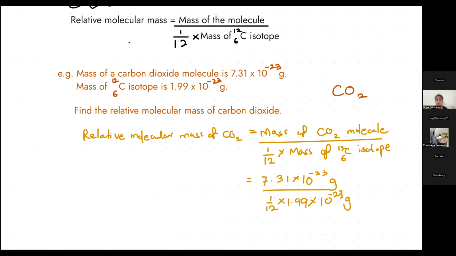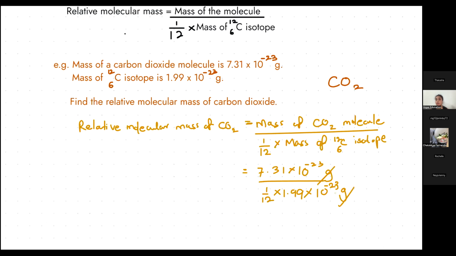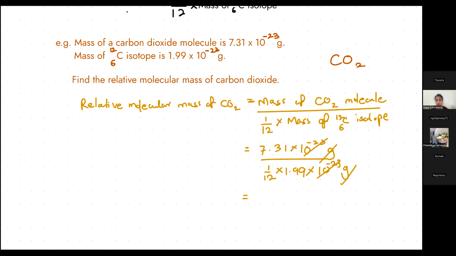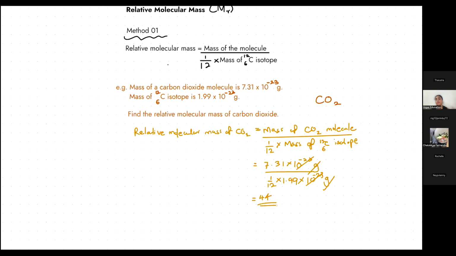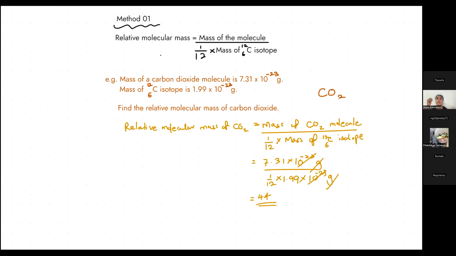So grams cancel with grams, and 10 to the power minus 23 cancels with 10 to the power minus 23. When we do the simplification, we are left with 44. It's not exactly 44, but when we round off, it will be 44. This is the relative molecular mass of carbon dioxide according to method 1. Is that clear? Give me a thumbs up.